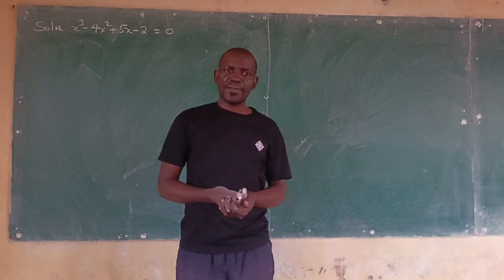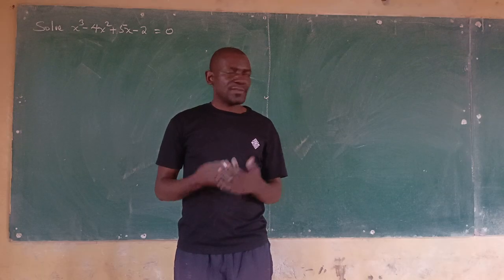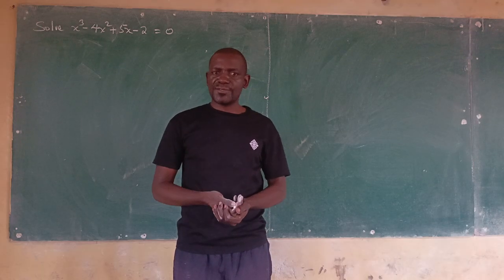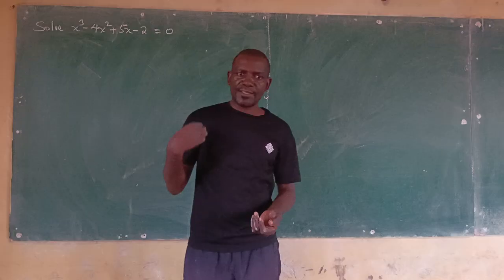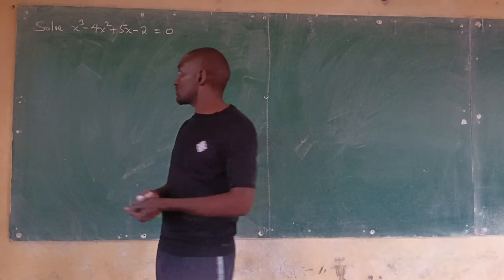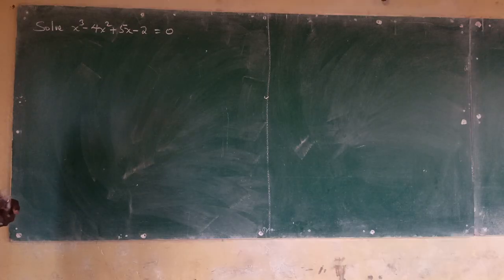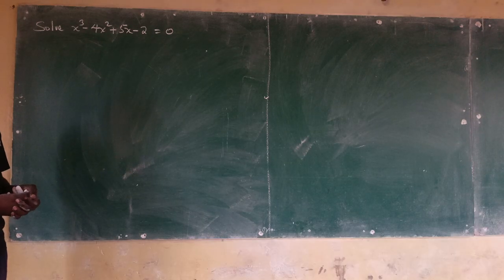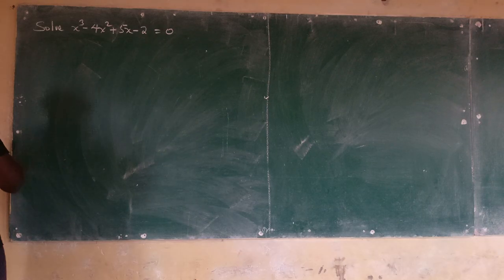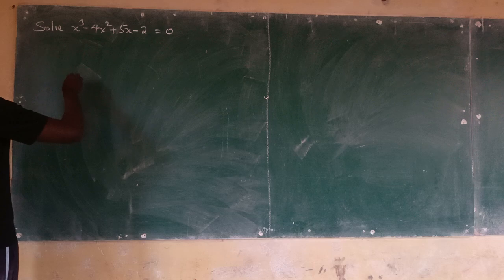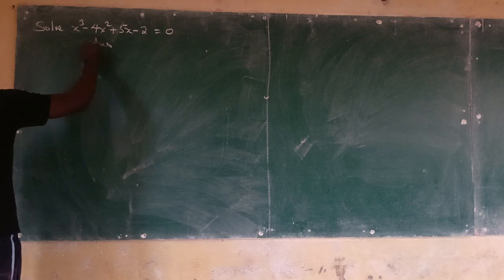We now look at how we can solve cubic functions. Previously we looked at how we can factorize. After factorizing, we just equate to 0 and then we can find the zeros for that function. This one says solve x cubed minus 4x squared plus 5x minus 2 is equal to 0. So we do the same. We can try out some factors.